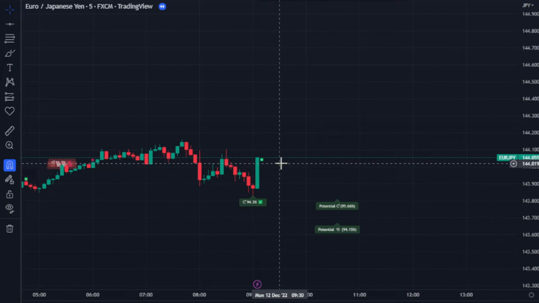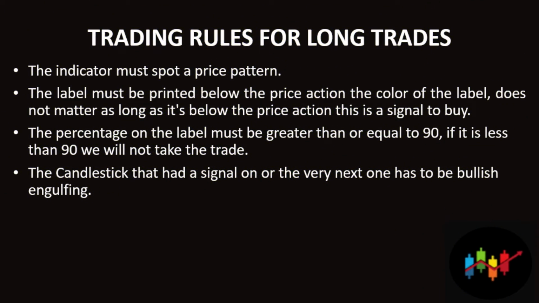Okay, let's see the trading rules for long trades. First, the indicator must spot a price pattern. Second, the label must be printed below the price action. The color of the label does not matter as long as it's below the price action. This is a signal to buy.